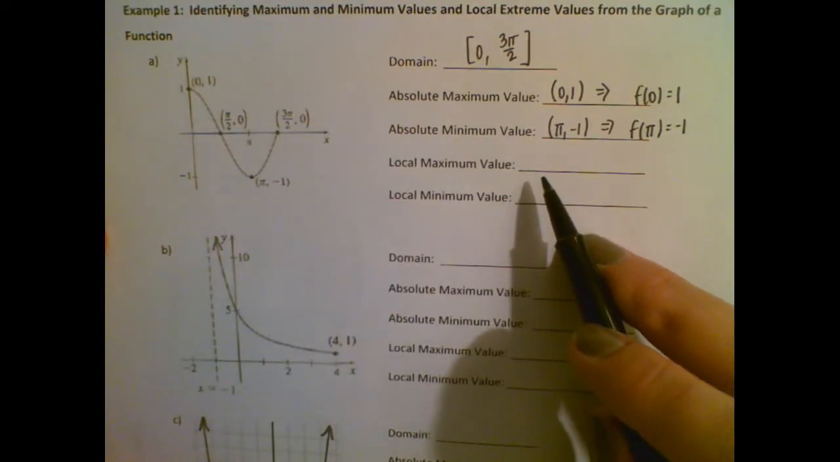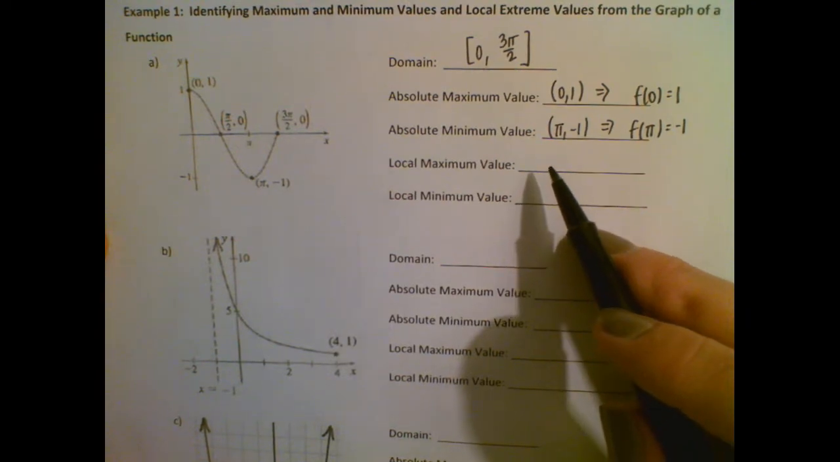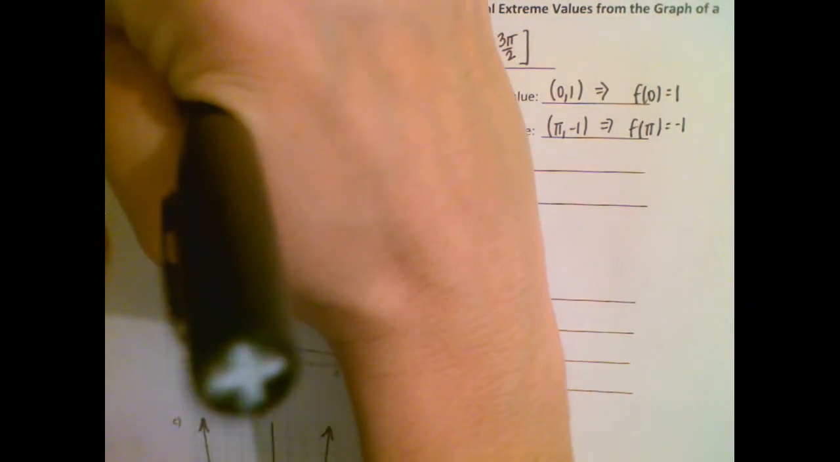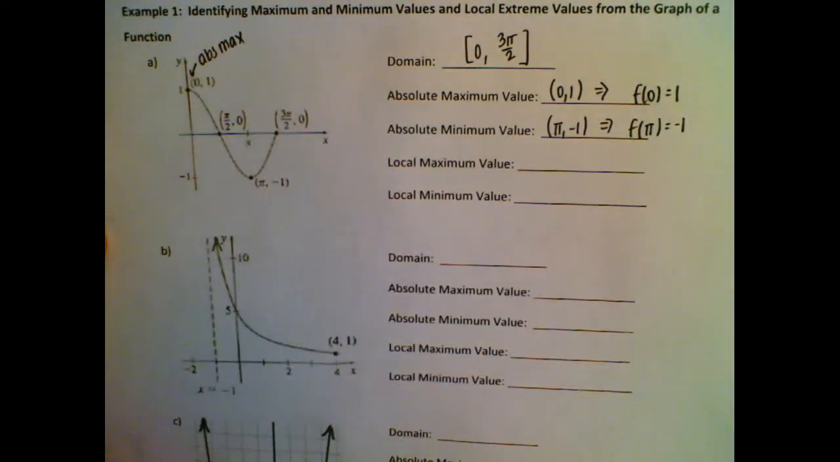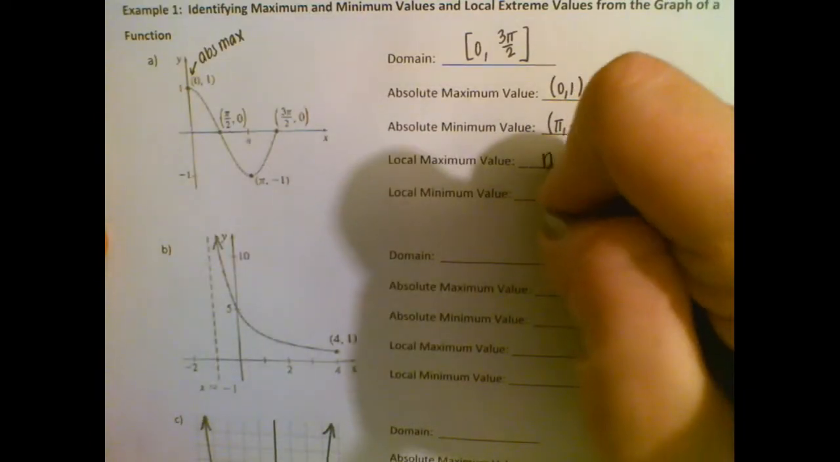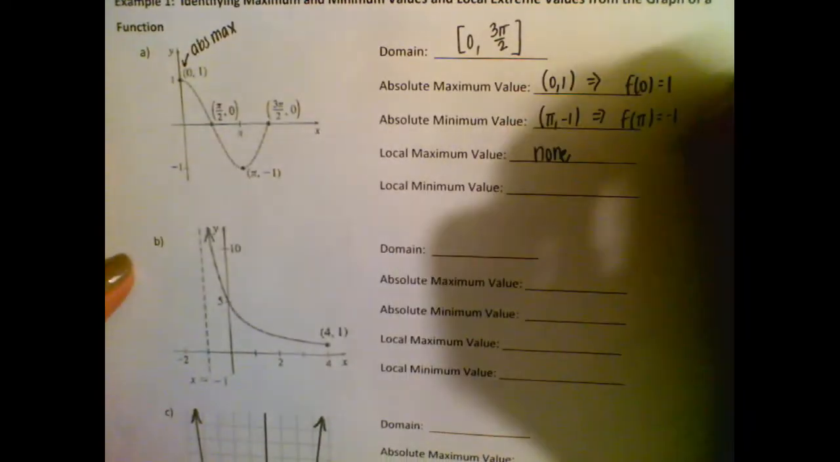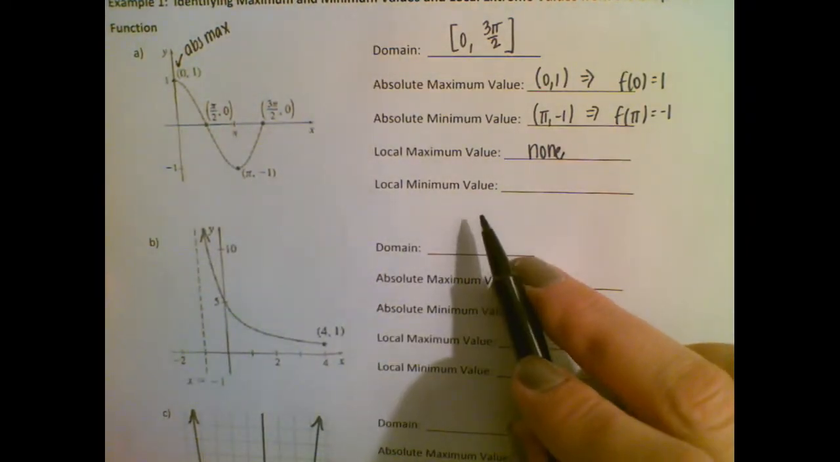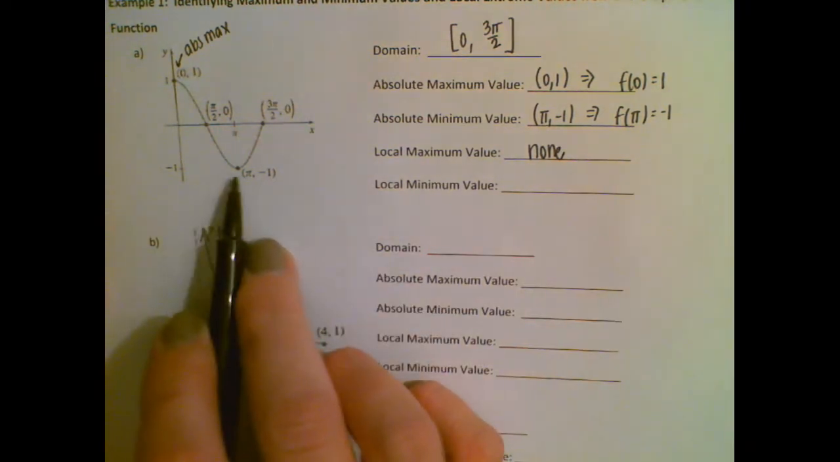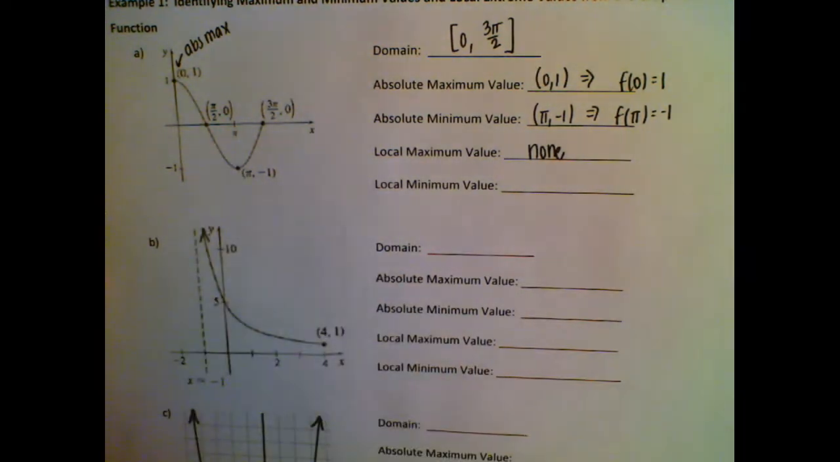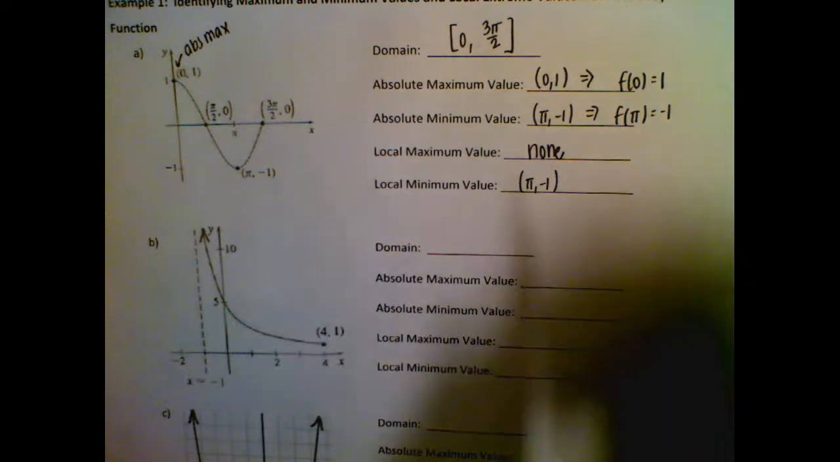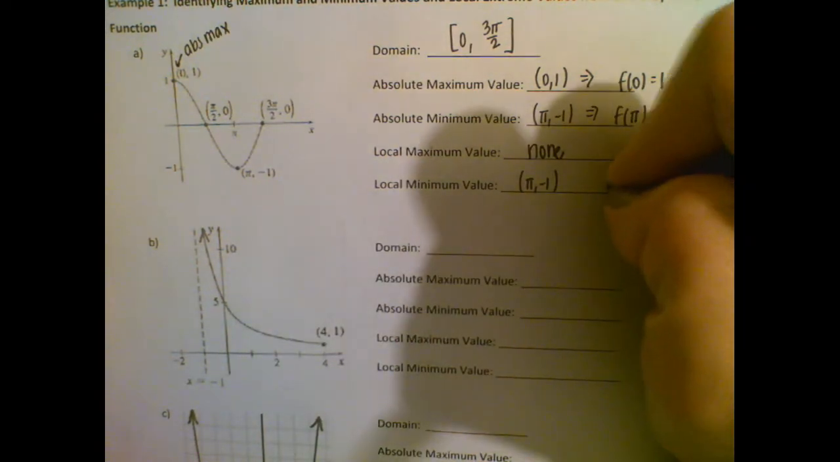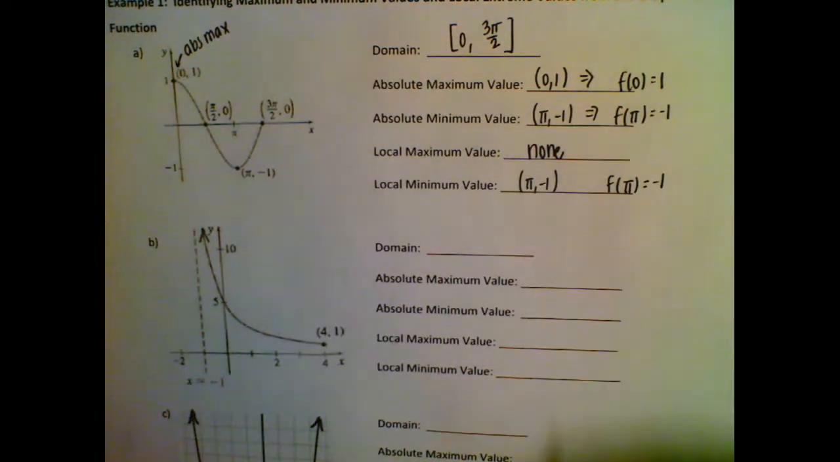A local maximum value. I actually don't have any local maximums on this graph. I do have an absolute maximum, but I don't have anything going on the inside here that's going to indicate that I have any sort of maximum besides the one that's on the endpoint. So sometimes you might not have these values. So I'm going to say none, and I'm going to look for local minimum values. So this point here, even though this was our absolute minimum, we also can call that the local minimum because, again, it's local because there's things on each side to compare it to, or there's a piece of graph on either side. So again, I'm going to write that as f of pi is equal to negative 1.